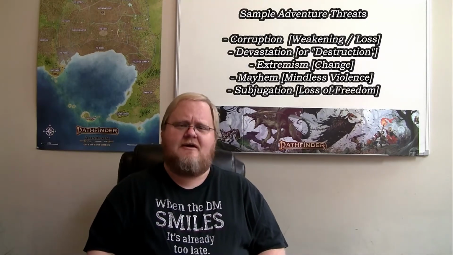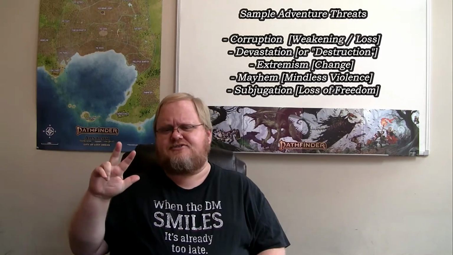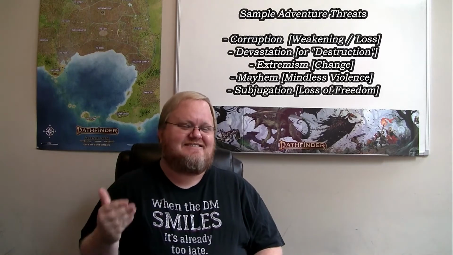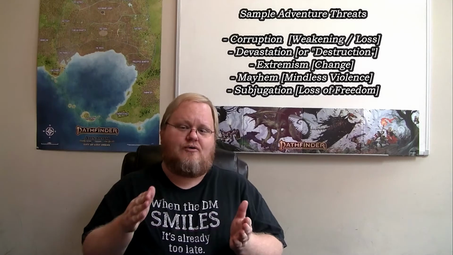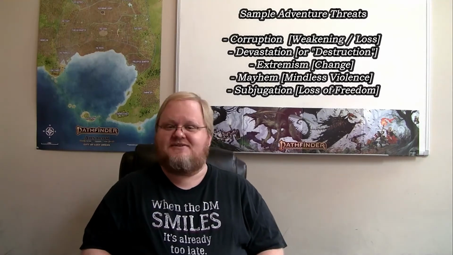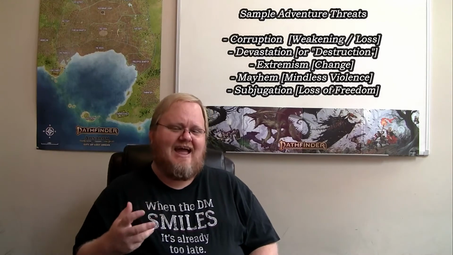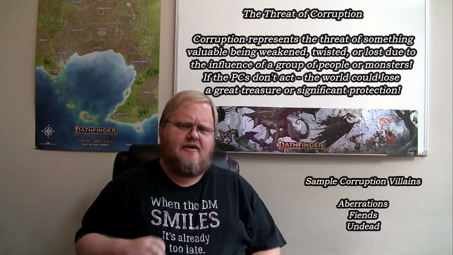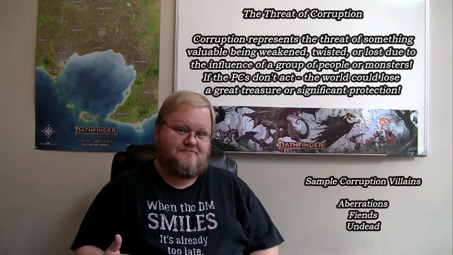Specifically, Paizo gives us corruption, devastation, extremism, mayhem, and subjugation as examples of threats that players may have to deal with over the course of a particular story arc. So, let's dive into those and talk about what they mean and how they impact adventure design for us as game masters. Now, the first threat that Paizo gives us is the threat of corruption.